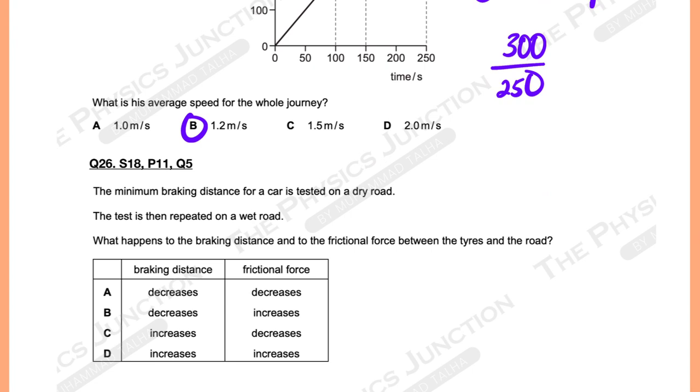The minimum braking distance for a car is tested on dry road. The test is then repeated on a wet road. What happens to the braking distance and to the frictional force? Again, the friction must be decreasing on the wet road. So friction decreases, and because the friction decreases, the force decreases, hence the acceleration decreases. So the same car would now be taking longer to come to rest, and in doing so it's traveling more distance. So it's C.